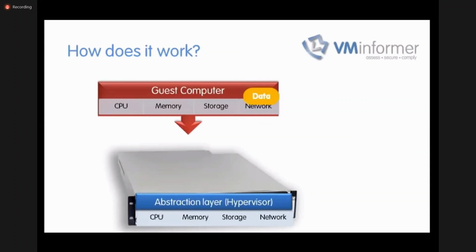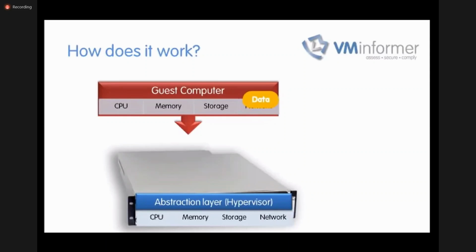An example of how a virtual machine runs inside a computer is the sending and receiving of some data through the network. Sent data leaves the guest computer. It travels through the hypervisor to the network card on the host and is forwarded to its eventual destination. The same works in reverse when receiving data.